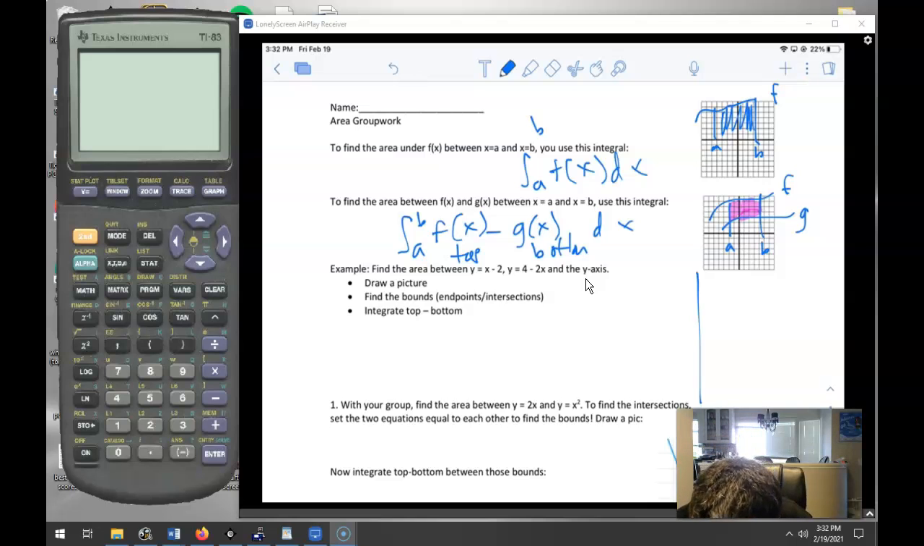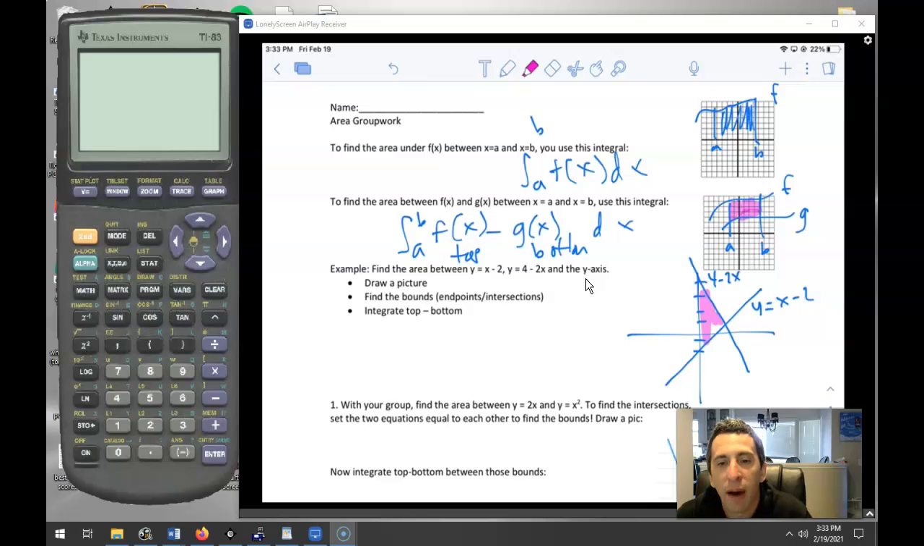So, okay, let's see. Y equals x minus 2. So we go down 2, we have a slope of 1, so it looks like that. And then we have y equals 4 minus 2x. So that has a y-intercept of 4, and then a slope of negative 2, so it'll be something like that. The area that is between these two curves is going to be this little triangle right here, because it's also bounded by the y-axis, which is this up and down. Okay, so that's my picture.